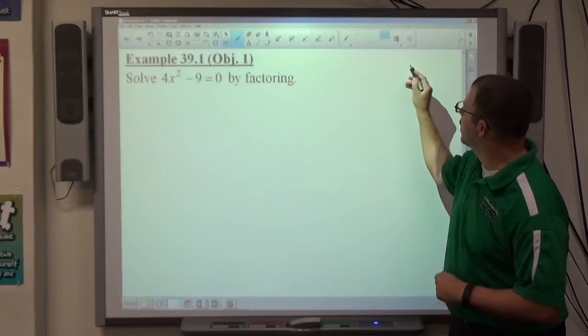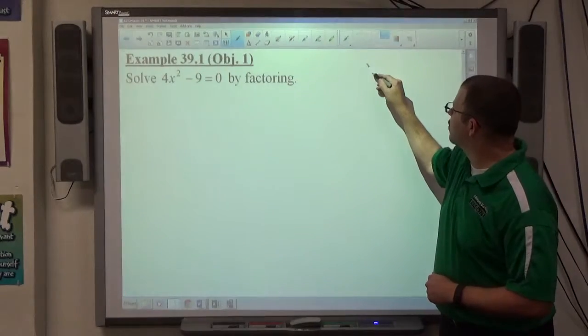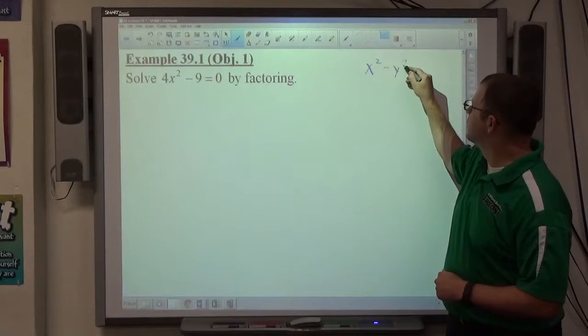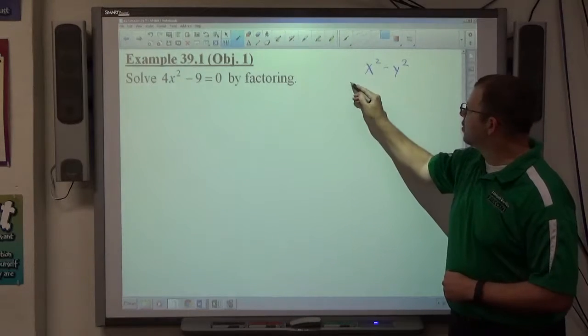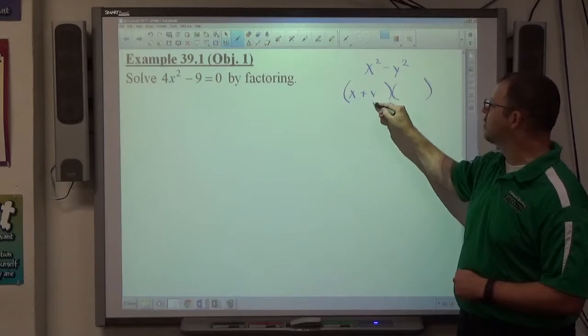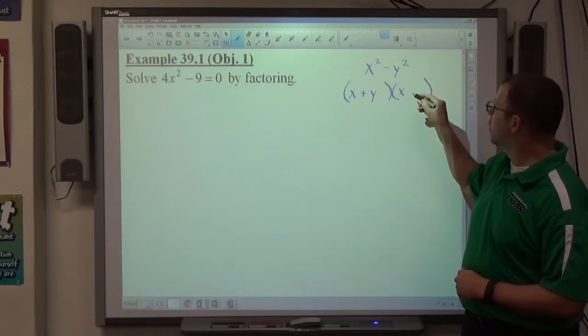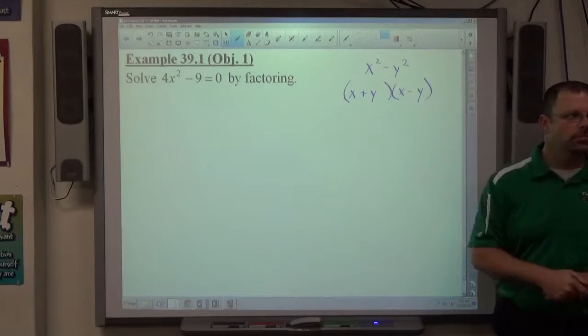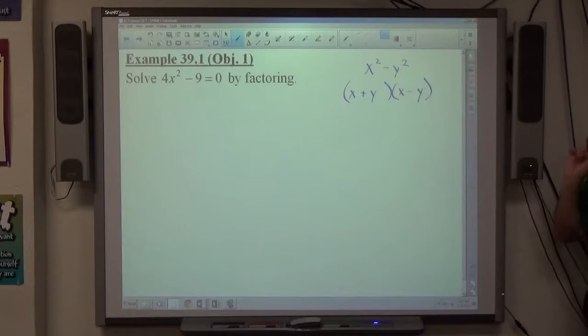If we consider a difference of squares, that's anything squared minus anything squared. The factored form of a difference of squares is the sum of the square roots and the difference of the square roots. So if we have perfect squares, which we do in this case, and they're being subtracted, factoring is just a matter of taking the square root of each object individually and then putting a sum and a difference together.